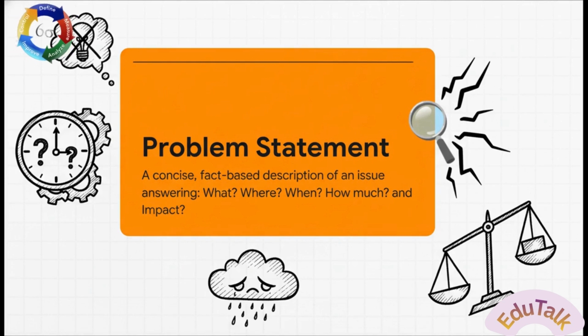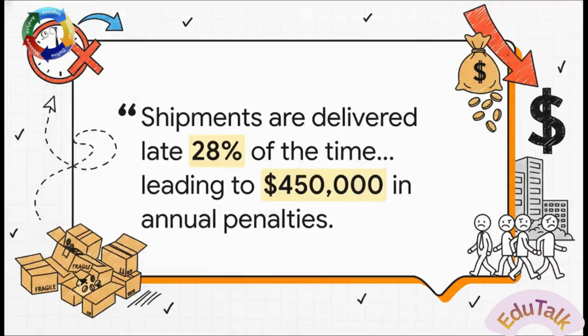It's just a cold, hard, factual description of what's happening right now. It has to quantify the pain the business is feeling by answering these key questions. Just look at this example. It's perfect. It tells us what's happening.